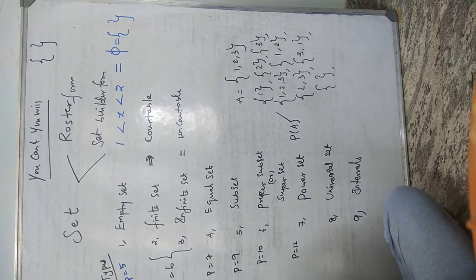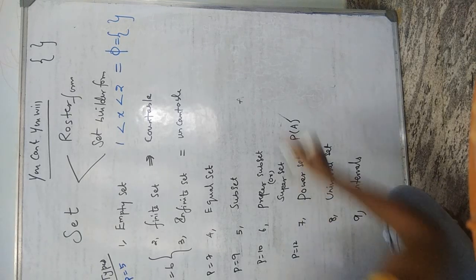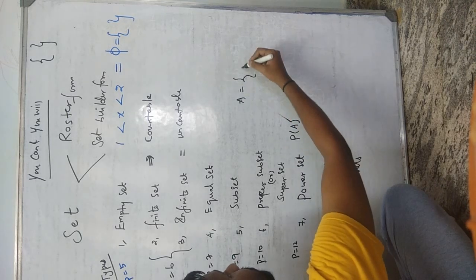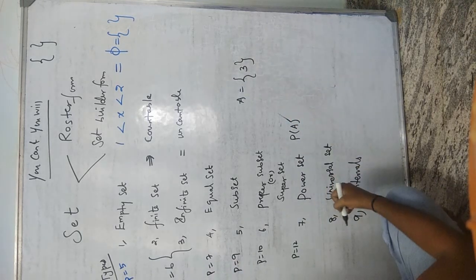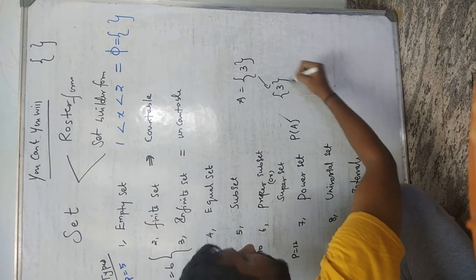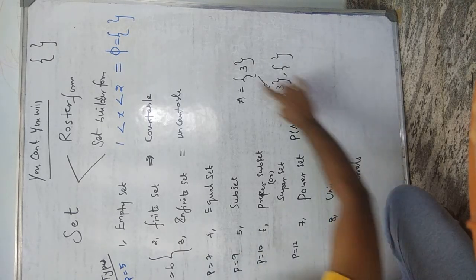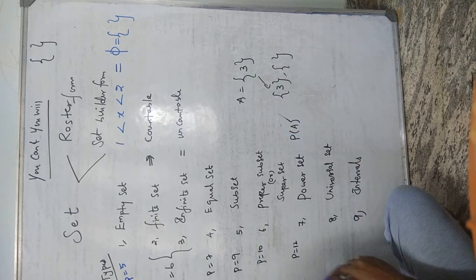So I will move for one more example. Write the power set for the set that contains only one element. So only one element, only 3. Write the power set for this {3} now. First one, we can write the subsets, okay? So every set is a subset of itself and the empty set. So one element now, 2 subsets.